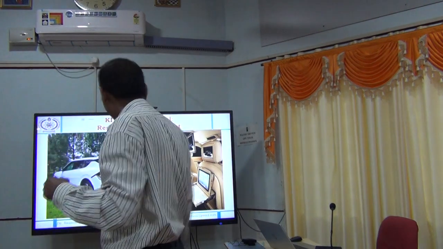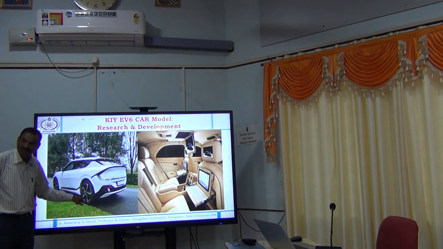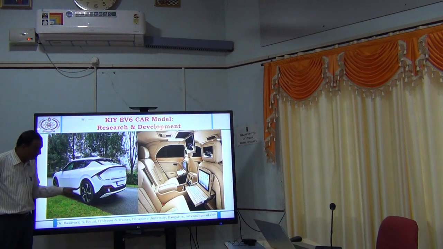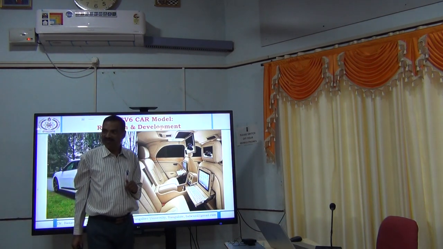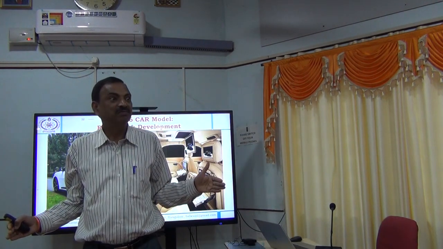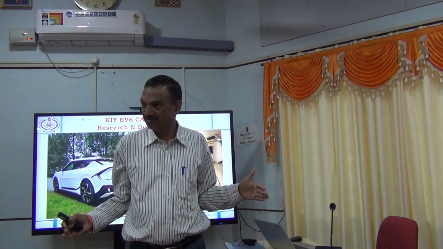I'll tell you one more interesting thing. What is this? Relax. What is this? It appears to be a wheel, a tire. It is not a wheel, it is a tire. What is the dimension of the tire? Size of the tire.